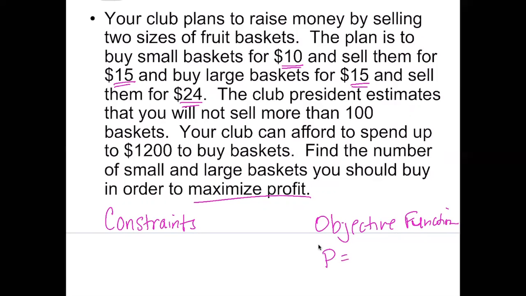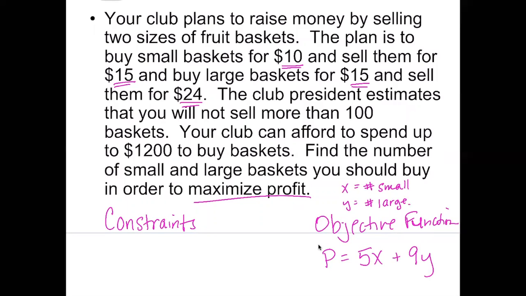For every small basket, we're going to make $5. So we're going to let X be the number of small baskets. We're going to let Y be the number of large baskets. So we are going to make $5 for each small one. So our profit is $5 for every small basket, plus we're going to make $9 for every large basket. So that's our objective function. That's what we're trying to find.